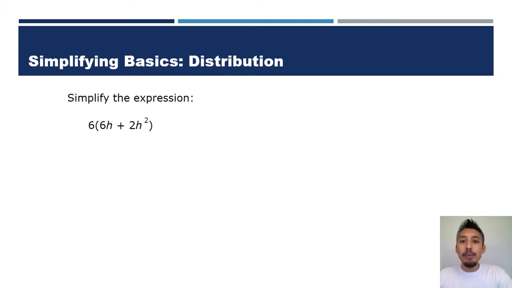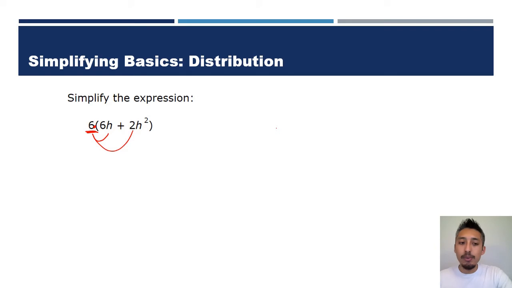The second main idea that we need to review is distribution. If you remember from class, distribution is just a special kind of multiplication that happens in situations like this. Situations like the 6 outside of the parentheses. Even though we don't see an operation between the 6 and the parentheses, we know that this is just multiplication. So in order to simplify this, we are going to distribute this 6 with everything inside of the parentheses. Again, distribute just means multiplication. We're going to multiply the 6 with everything inside the parentheses.